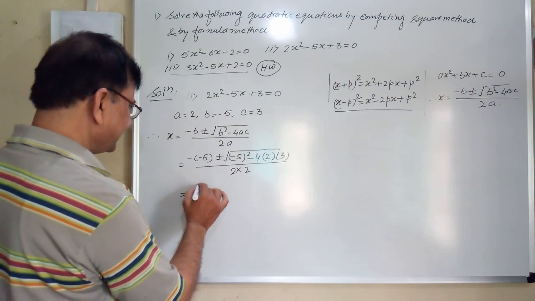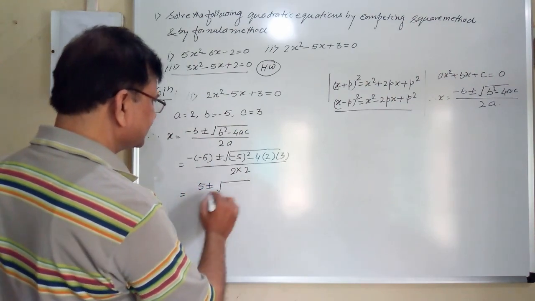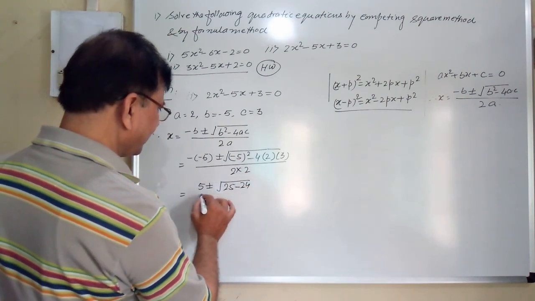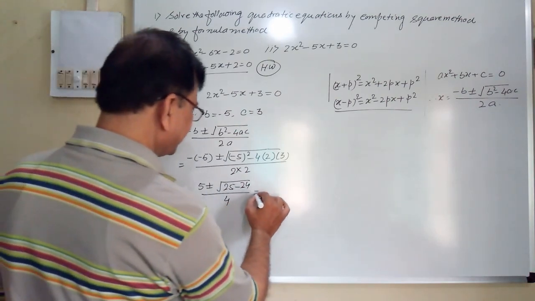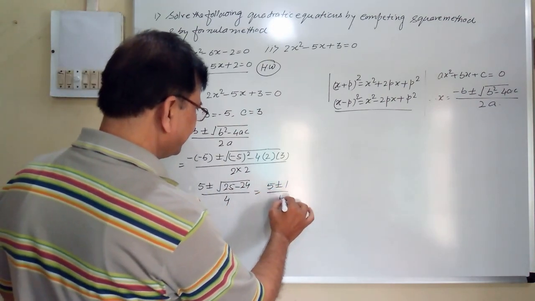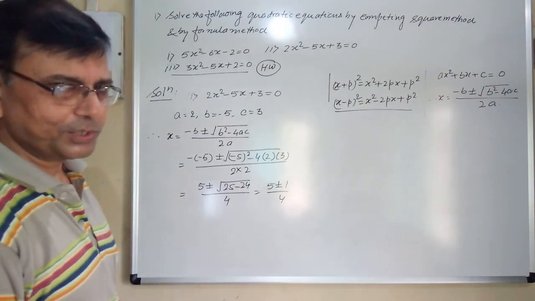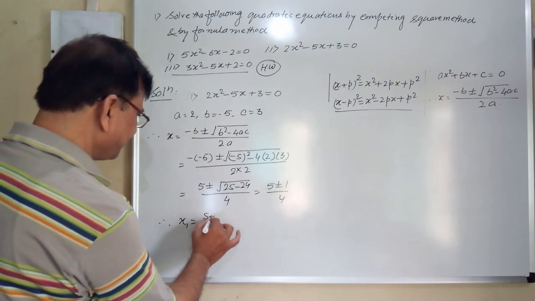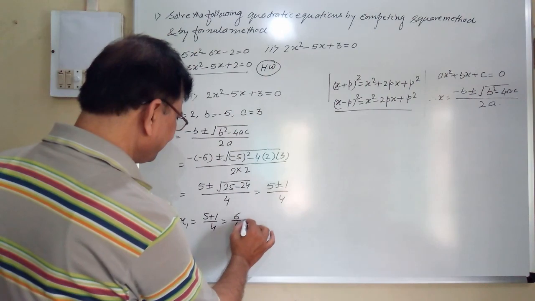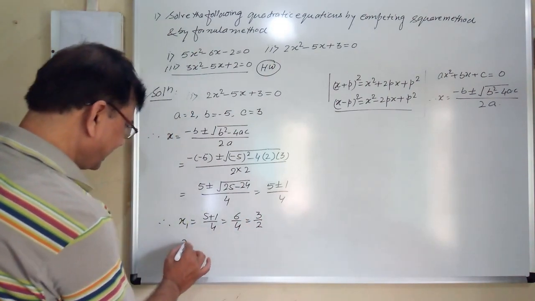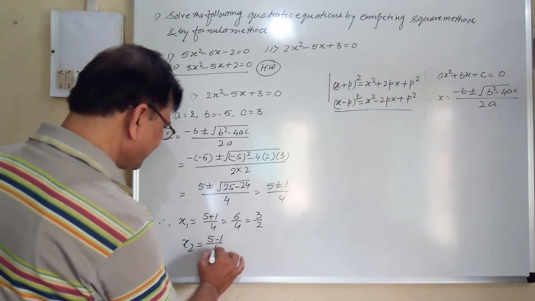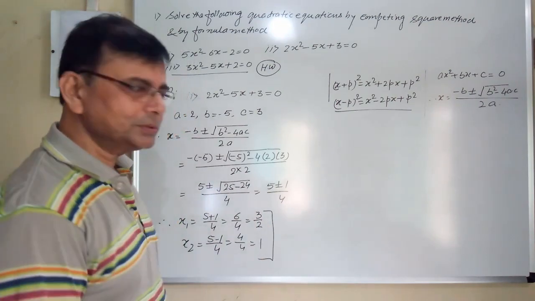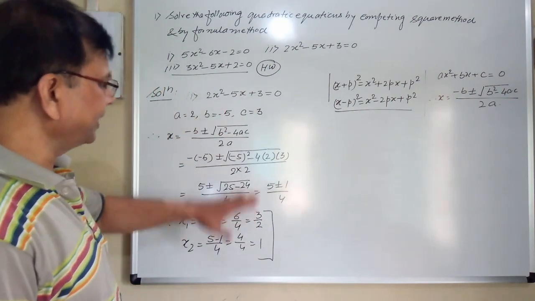Simplification is now very easy, that is 5 plus minus under root 25 minus 24 upon 4. So that is 5 plus minus 1 by 4, because 25 minus 24 is 1 and square root of 1 is 1. Therefore two values: x1 is equal to 5 plus 1 by 4, that is 6 by 4, that is equal to 3 by 2. Another value x2 is equal to 5 minus 1 by 4, that is equal to 4 by 4, that is equal to 1. So these are the two values of x of this quadratic equation by the formula method.